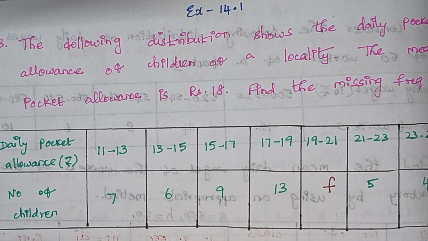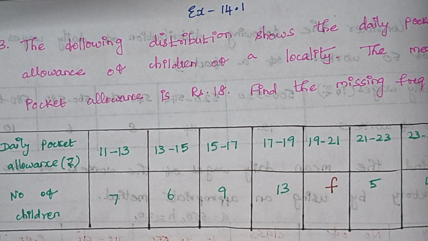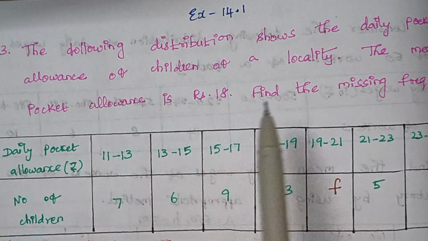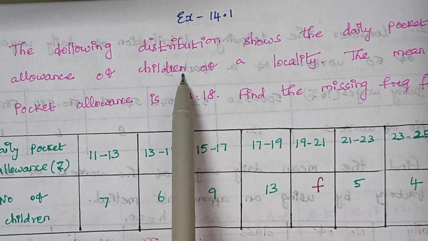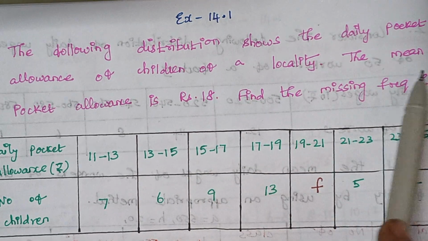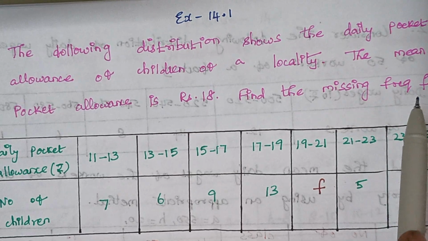Today we are going to solve problems 3 and 4 in exercise 14.1 statistics. Problem number 3. The following distribution shows the daily packet allowance of children of a locality. The mean packet allowance is rupees 18. Find the missing frequency f.